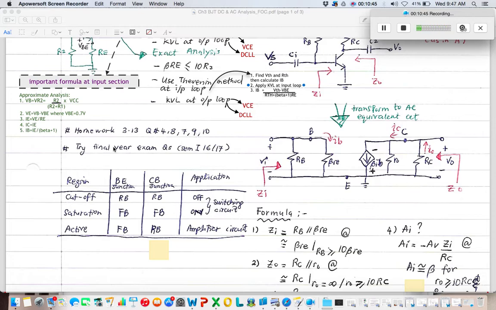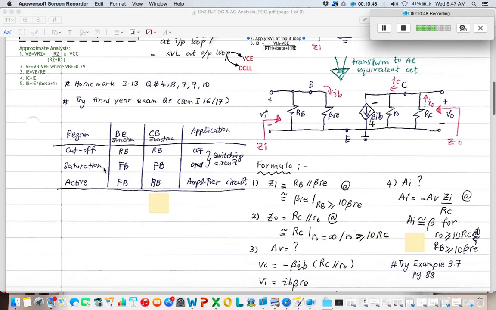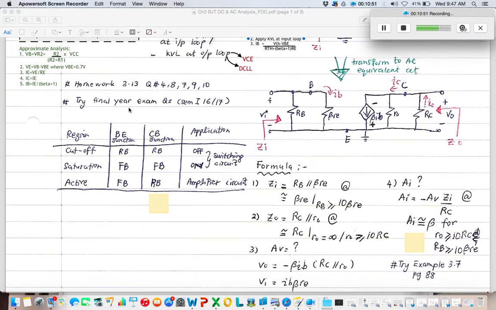And I ask you to find the final year exam questions, particularly from last semester, semester 1, 16/17. Get familiar with questions related to BJT. Usually in the final question for BJT, we combine the DC and AC analysis in one big question.